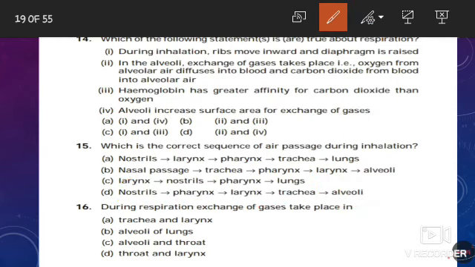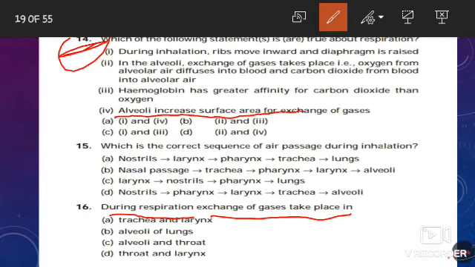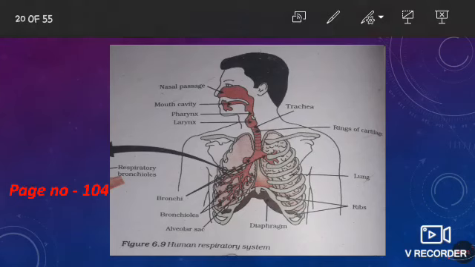Now question number 16: during respiration, exchange of gases takes place in. As we had discussed in question number 14 also, alveoli increase the surface area for exchange of gases. So it is very clear that exchange of gases takes place in the alveoli region. So answer B is correct, that is alveoli of lungs. This diagram is from the NCERT book and it is given on page number 104. All the diagrams related to this chapter are very important, so please pay attention to them.